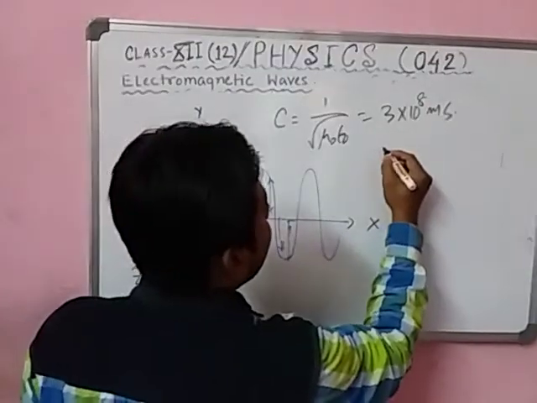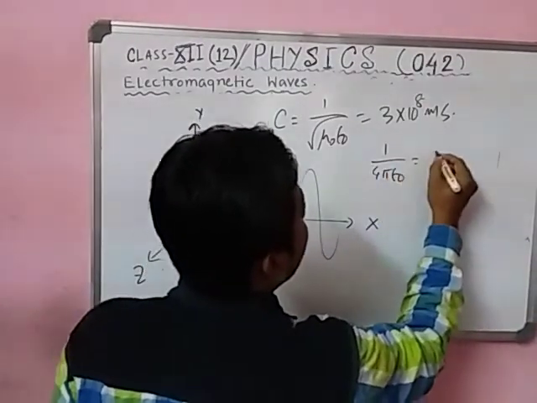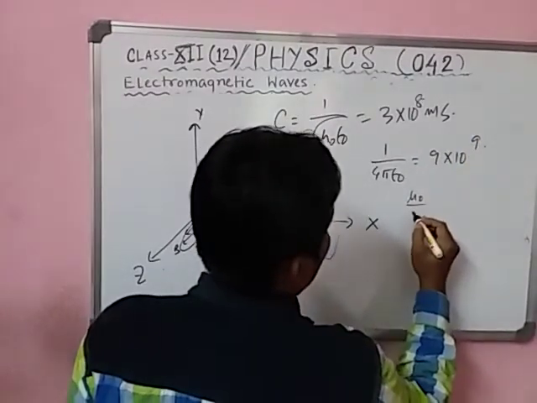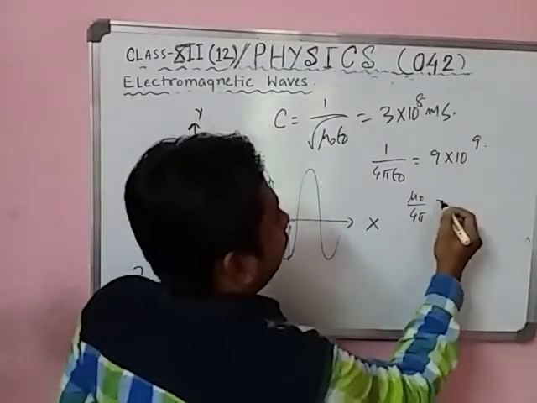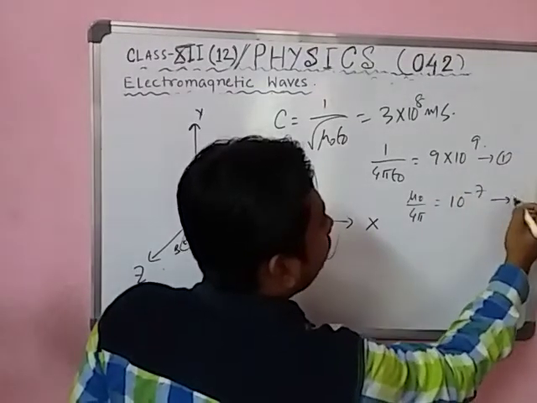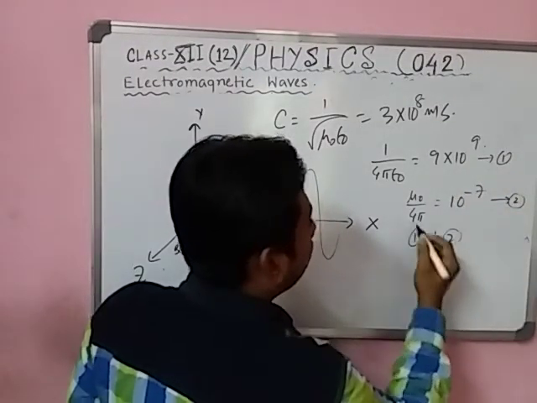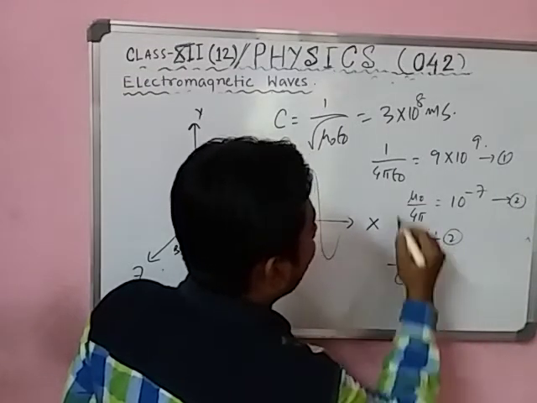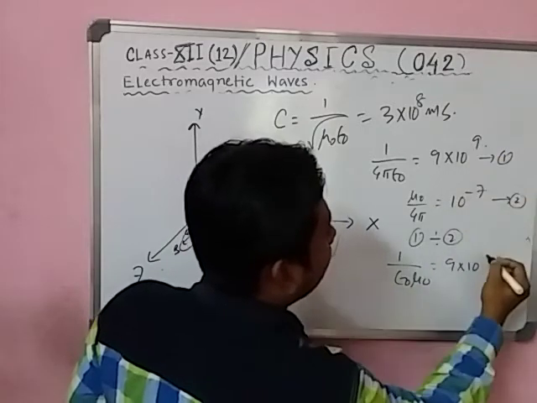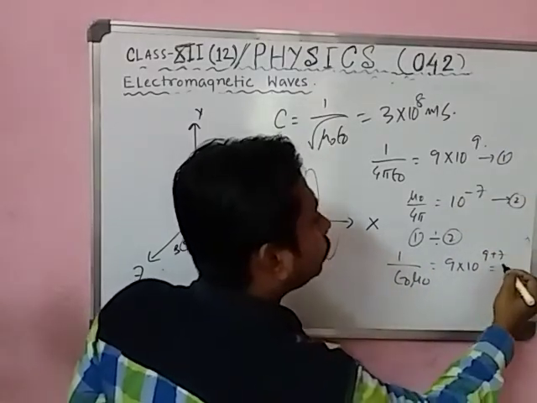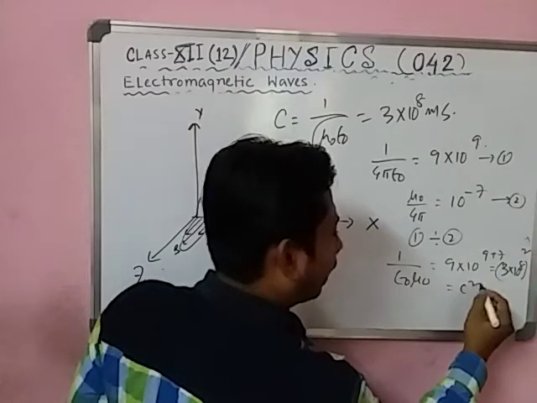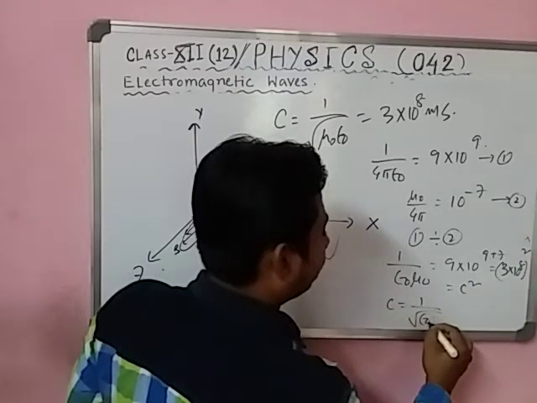See, 1 by 4 pi epsilon naught is equal to 9 into 10 to the power 9, and mu 0 by 4 pi is 10 to the power minus 7. If you multiply these two, 4 pi cancels out, and you get 1 by epsilon 0 mu 0 equal to 9 into 10 to the power 9 minus 7, which is 9 into 10 to the power 16. So it is 3 into 10 to the power 8, the whole square. It means c square. So c equal to 1 by root over epsilon 0 mu 0.